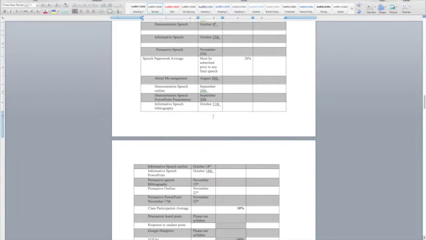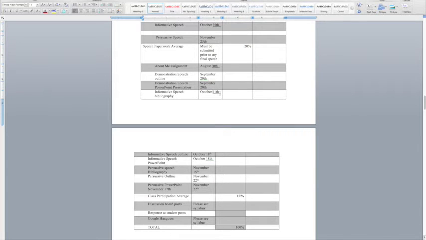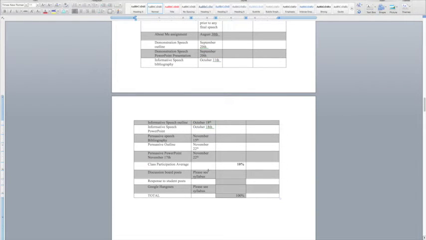You also have your informative speech bibliography. That's due on October 11th. You have the informative speech outline and PowerPoint presentations. They are due on October 18th. Then you also have the persuasive speech bibliography, that's due November 15th. And then you have the persuasive outline and persuasive PowerPoint presentation due November 22nd.